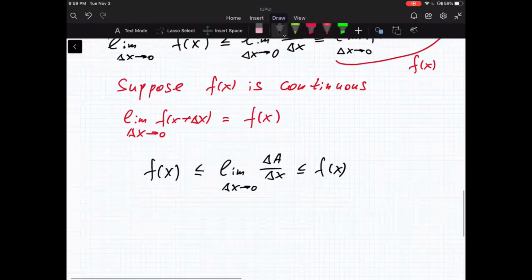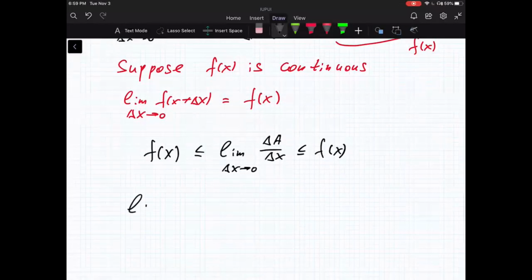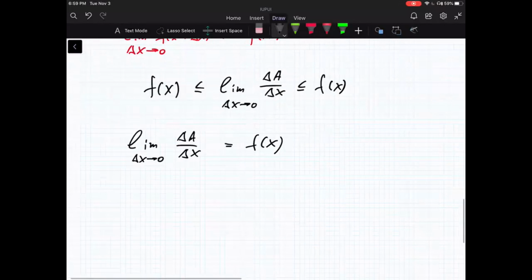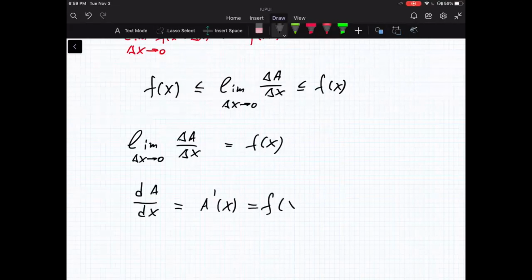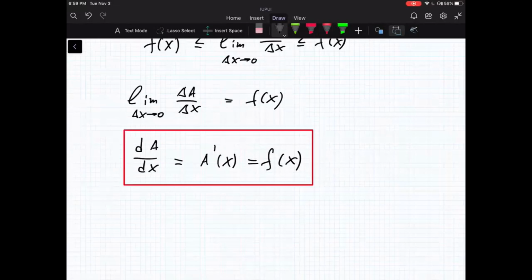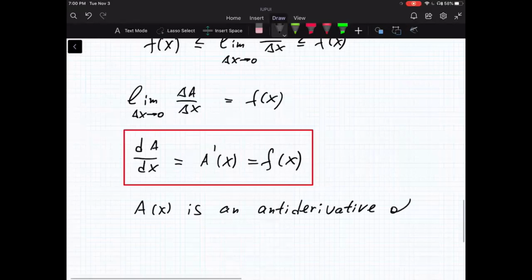And of course, from here, we can conclude that the limit of delta A over delta x when delta x goes to 0 is equal to f of x. But this limit of delta A over delta x is nothing else but the derivative of A with respect to x. So we get dA over dx, or A prime of x, is equal to f of x. In other words, A of x is an antiderivative of f.